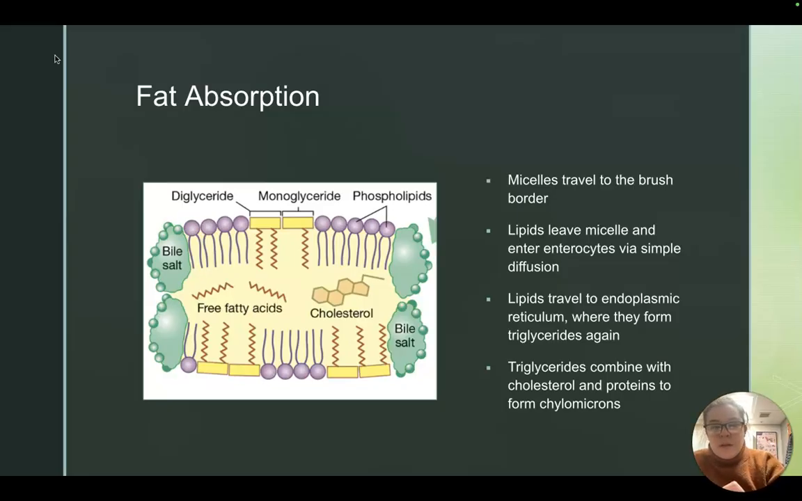Now, once these lipids have entered the enterocytes, they travel into the cells to the endoplasmic reticulum, and there they become triglycerides again. And essentially these triglycerides then go through a second binding process, and they combine with cholesterol and proteins to form what are called chylomicrons.